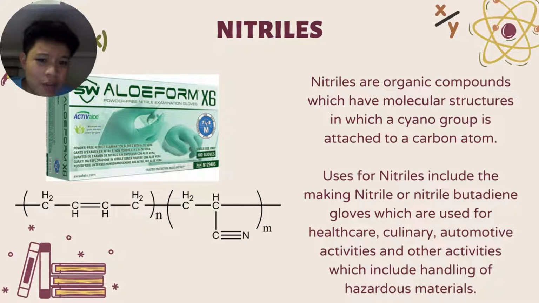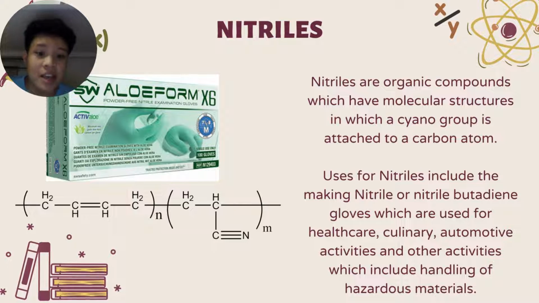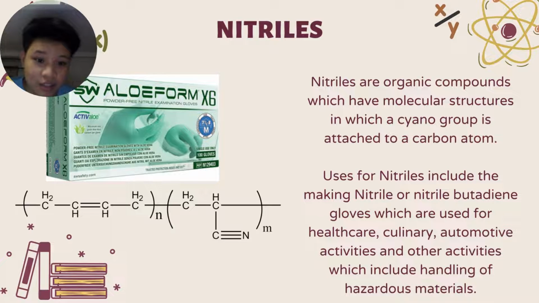Nitriles are organic compounds which have a molecular structure that contains a cyano group attached to a carbon atom. Uses for nitriles include making nitrile butadiene gloves, which are used for healthcare, culinary, and automotive activities, and other activities which include handling of hazardous materials.